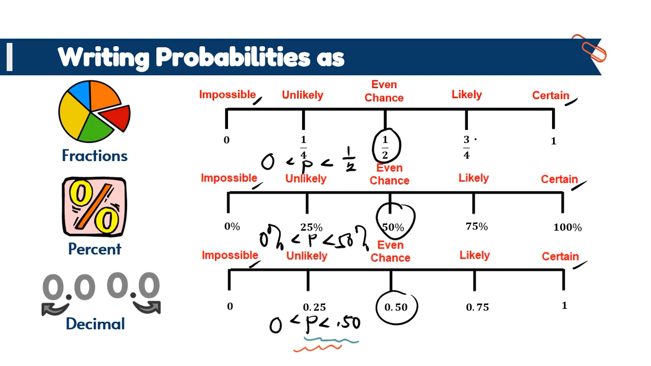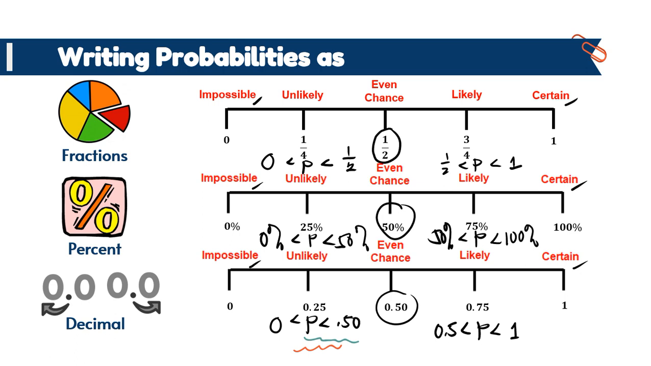So, likely to happen, it does not just fall at 3/4. The probability should be less than 1 for fraction, less than 1 but greater than 1/2. Okay? So, meaning, it is in between the even chance and certain. And then, for the percent, we can say it is likely when it is less than 100% and greater than 50%. And last, for decimal, we can say it is likely when it is less than 1 but greater than 0.50 or 0.5. Okay?